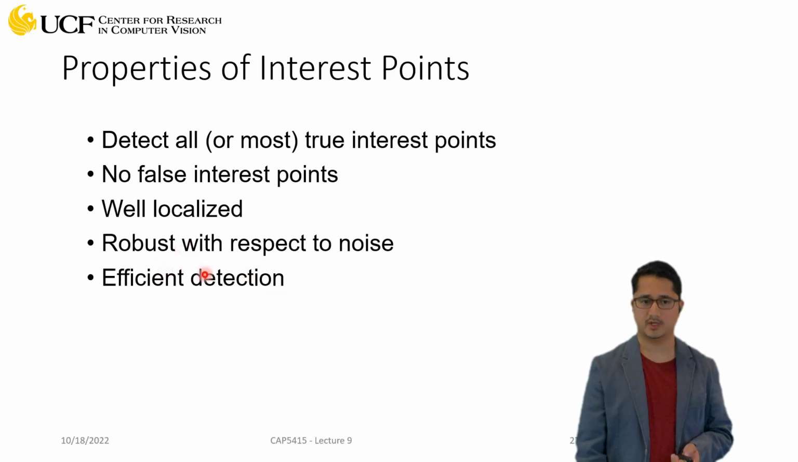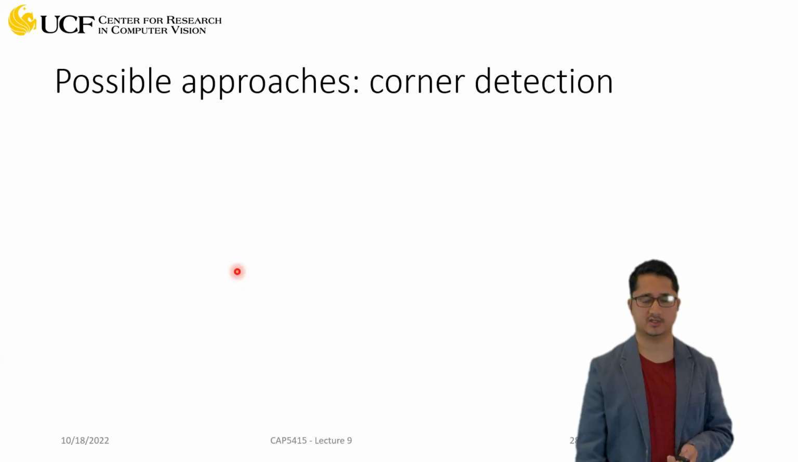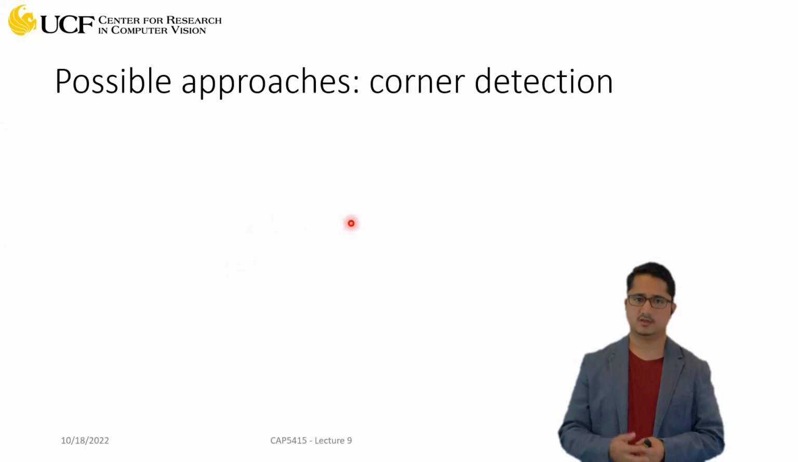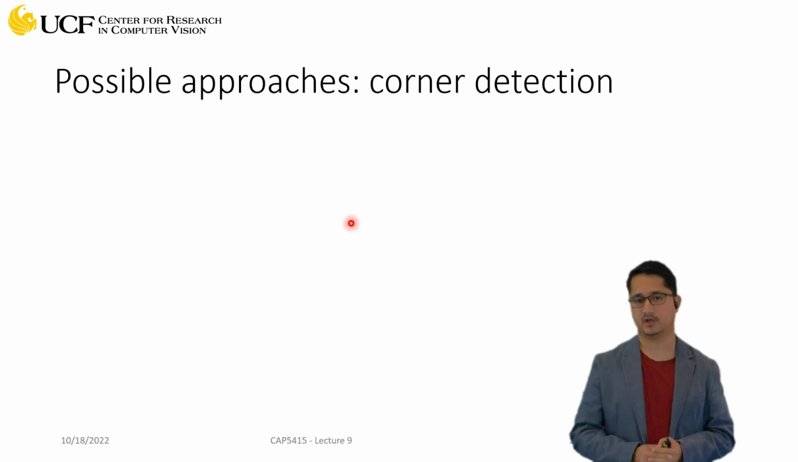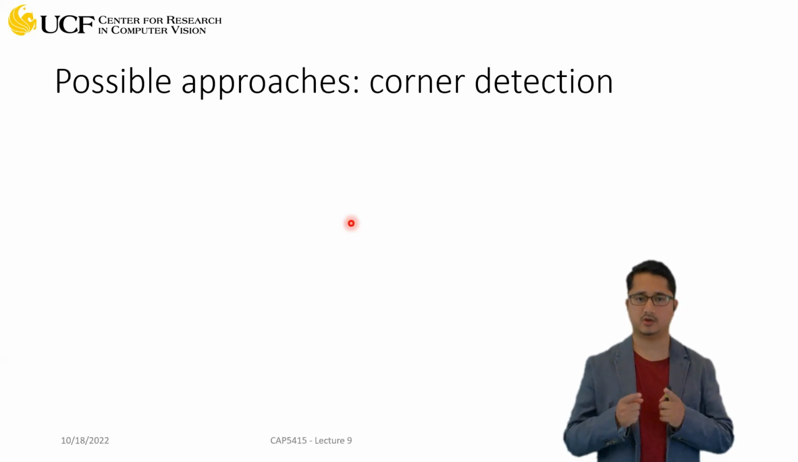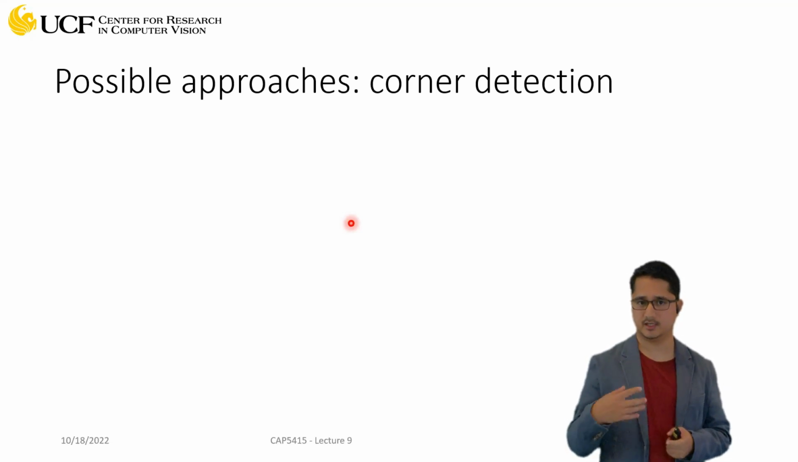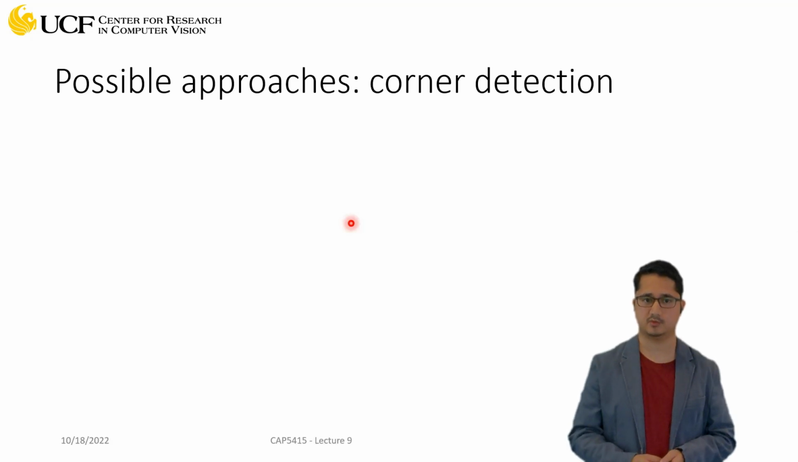And of course, it should be efficient to detect these interest points. We can't take years or centuries or decades to detect these. Even minutes, I think, is computationally expensive. Okay, so one possible approach is corner detection. If we just try to detect corners in your image, they can be represented as interest points.